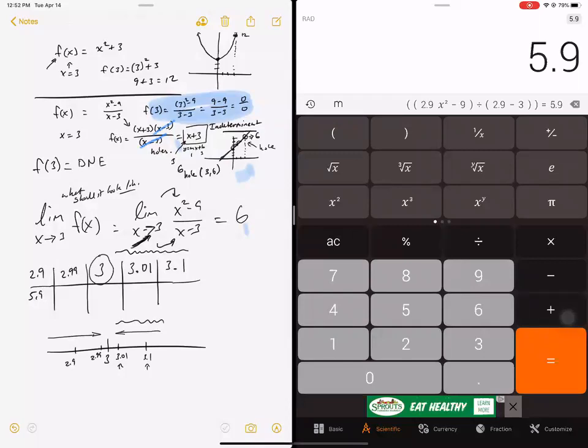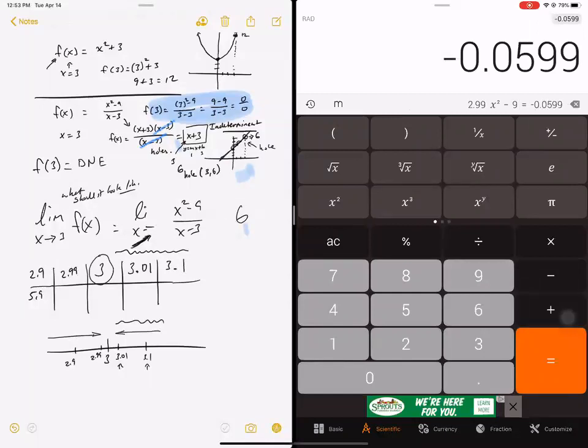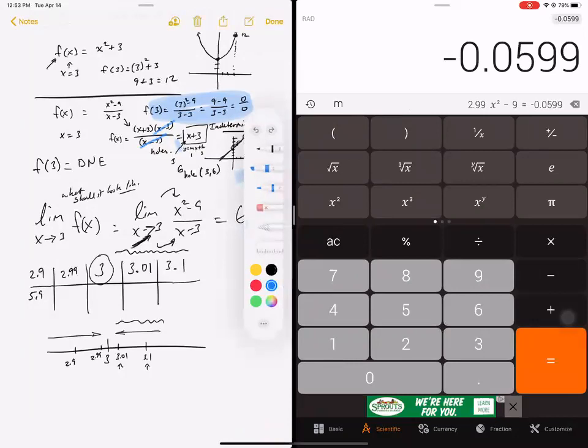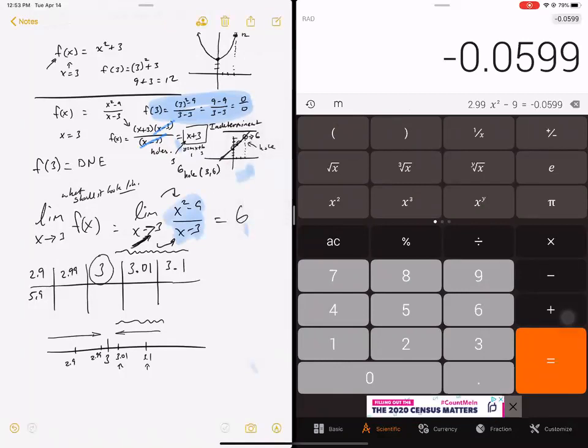Okay, let's do the next one. 2.99, 2.99 squared minus this from 9 equals. And again, we're plugging this into this equation here. Right here, we're plugging into that equation. We're saying, what does it look like at x squared minus 9 over x minus 3? And we divide this by parentheses 2.99 minus 3.